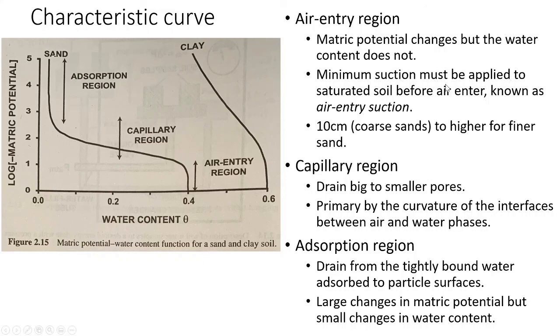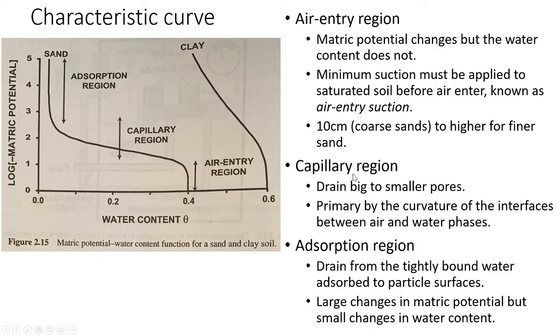The minimum suction must be applied to the saturated soil before air enters. So this is known as air entry suction. The minimum suction must be applied before the water content starts to drop. When the water content starts to drop, it basically means that water starts to drain from the soil. So 10 centimeter matric suction for coarse sand, and higher for finer sand. If it's finer, it will be greater than 10 centimeter. The suction is longer, so if finer, it takes a longer time before it starts to drain.